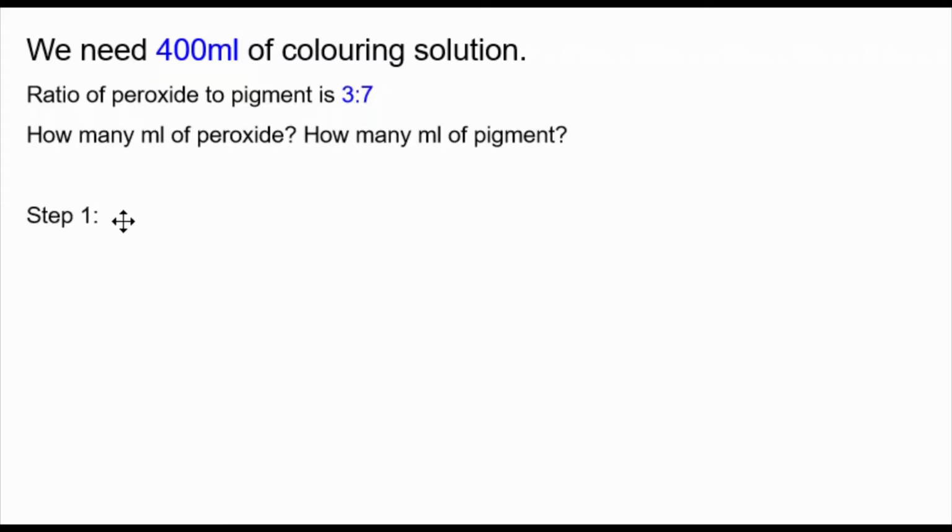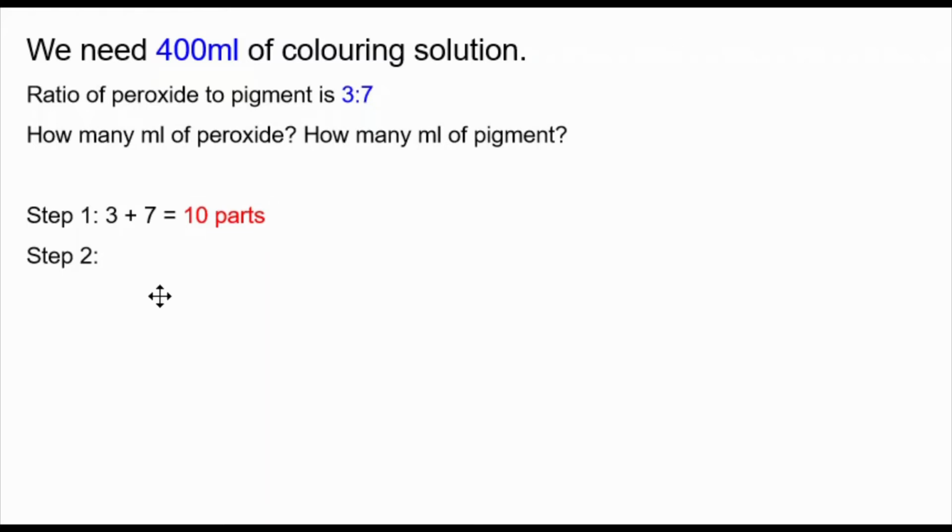Step 1 is we need to know how many parts we are preparing, and we get that by adding together the two numbers in our ratio. Three plus 7 equals 10, so we are preparing 10 parts of solution. We need this number 10 in our next step.